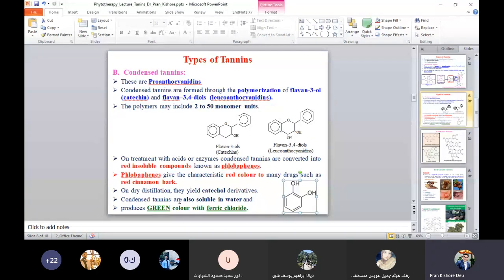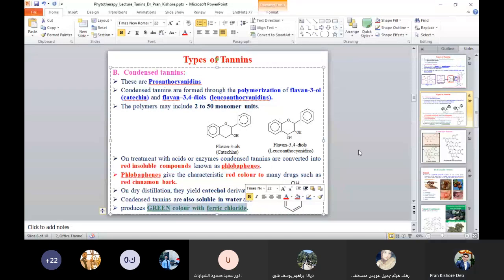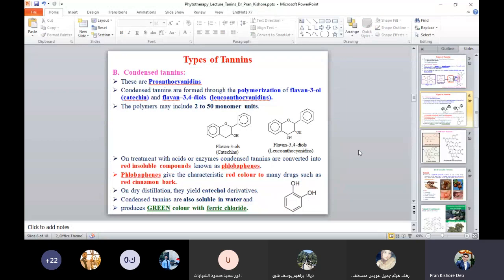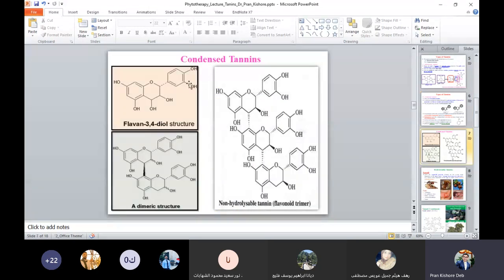Condensed tannins are also soluble in water, but they give green color with ferric chloride. Now, based on this, tell me three major differences between hydrolyzable tannins and condensed tannins. Before that, I will show you one structure of condensed tannin. You see the flavan 3,4-diol, and this is the dimeric structure when two monomer units combine.